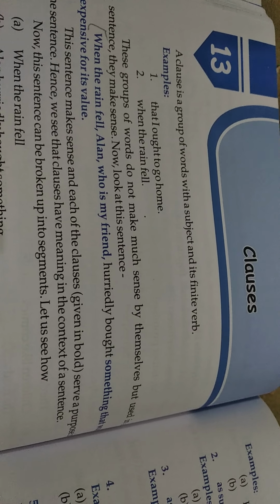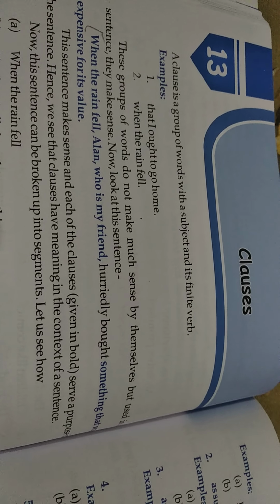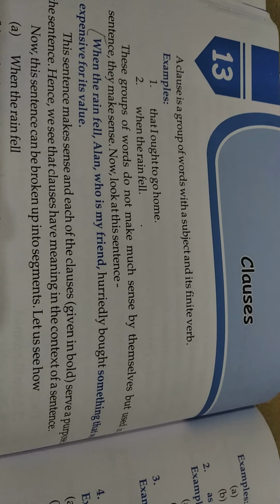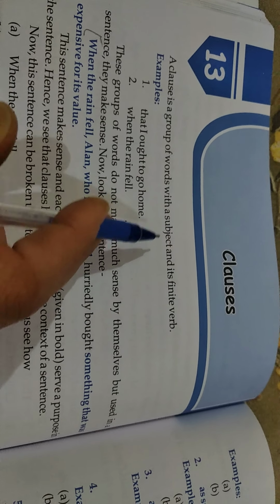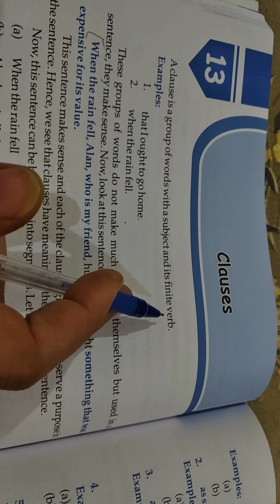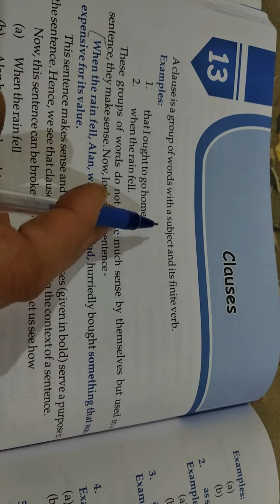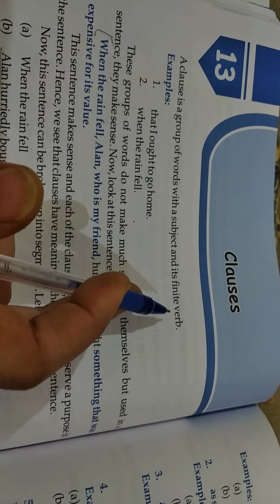Today, we are going to take up chapter number 13, clauses, from your grammar book. Let's see the definition at first. A clause is a group of words with a subject and its finite verb. That means in a clause, you will have a subject as well as a finite verb.